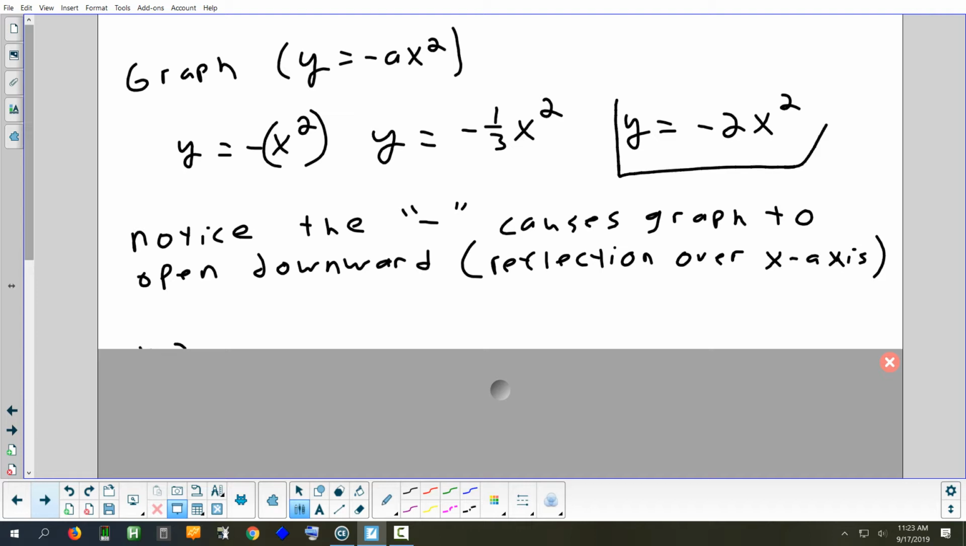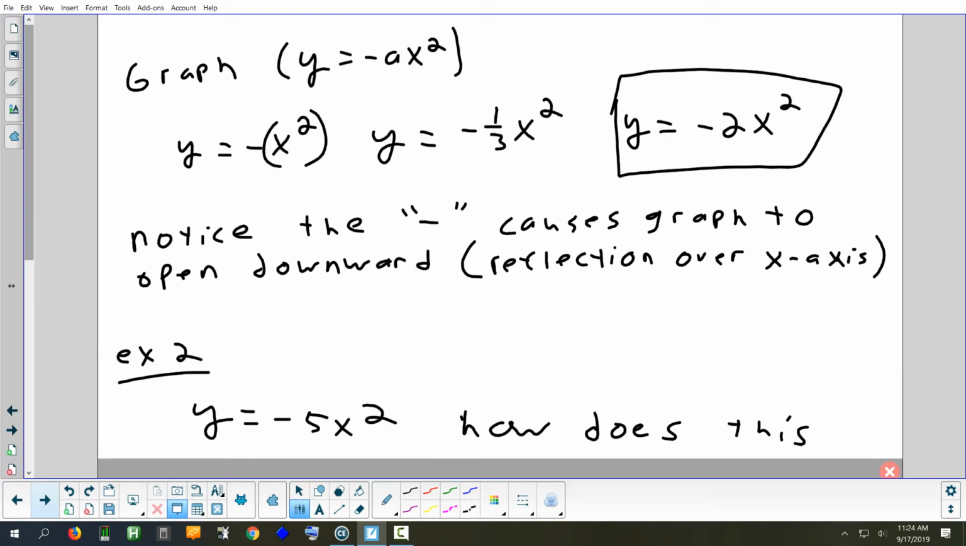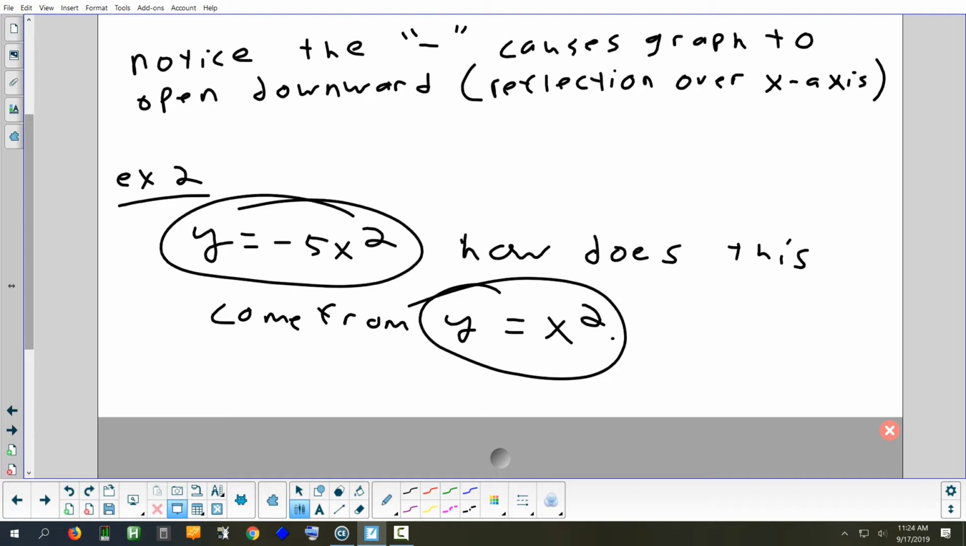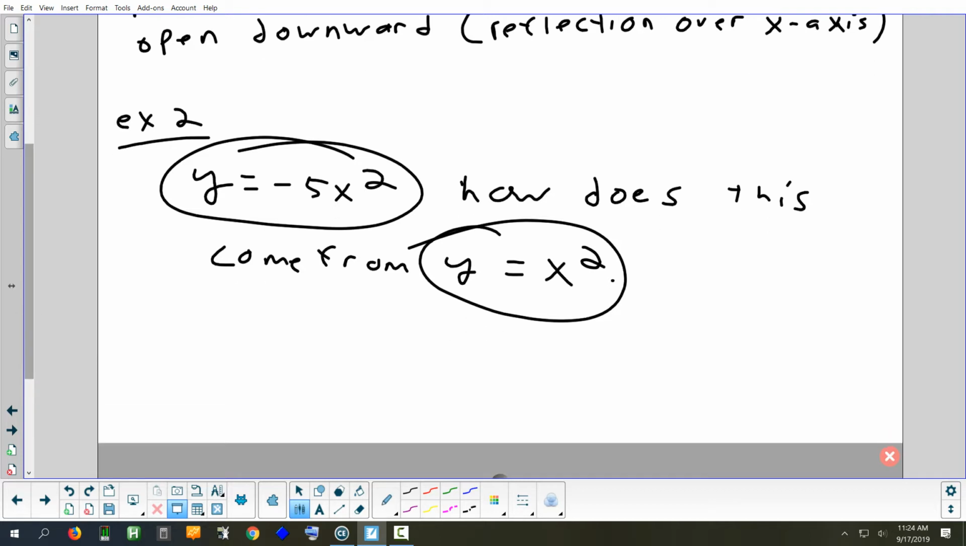So if you were looking at a problem like this, there's actually two things happening. The 2 is doing something, and the negative is doing something else. Let's look at an example. So these kind of problems, I'm going to ask you, how would you change this into that? And there's two things that are happening. You do have to list them in a certain order, but later on I'm going to give you the order. So for now, I'm just going to kind of help you with it.